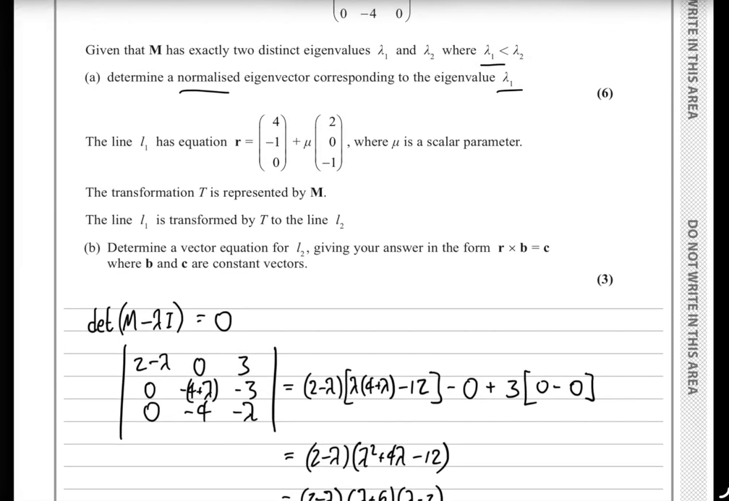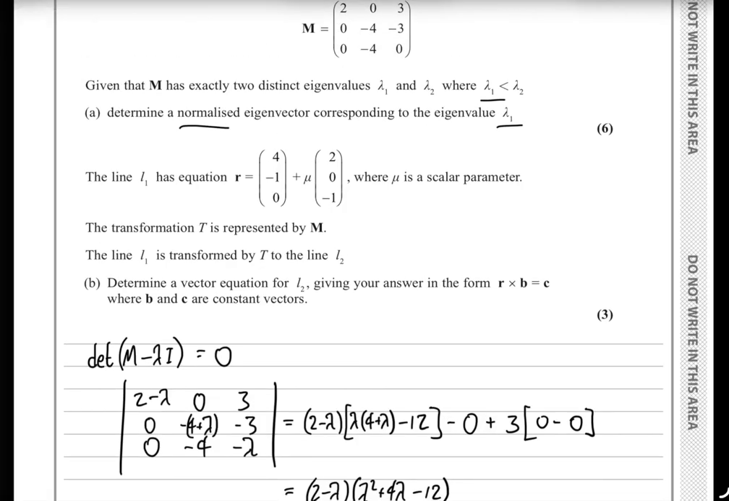Part B, the line L1 has equation this, where mu is a scalar parameter. The transformation T represented by M is transforming line L1 into line L2. So M is acting on L1 to give us L2. L1 is the one that we've got, so we're just applying our matrix directly onto the line equation given on the screen there. I'll write that as a single point, 4 plus 2 mu, minus 1, and minus mu, and take that down with me.